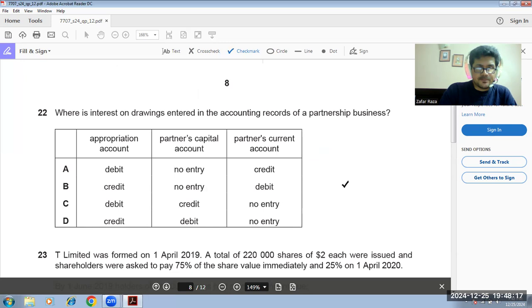Where is interest on drawings entered in the accounting records of a partnership business? Where do they enter? In the appropriation account and in the current account. It has nothing to do with the capital accounts, interest on drawings. So they increase the appropriation account. They increase the profit. So they are going to be credited in the appropriation account, and they are debited at the end of the year in the partner's current account. So B option should be the answer.